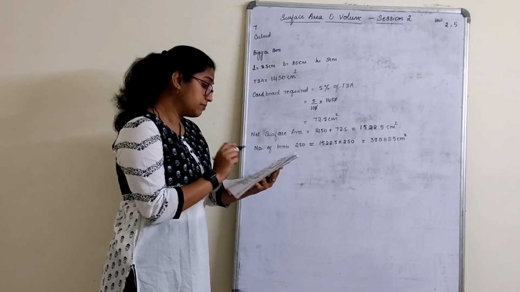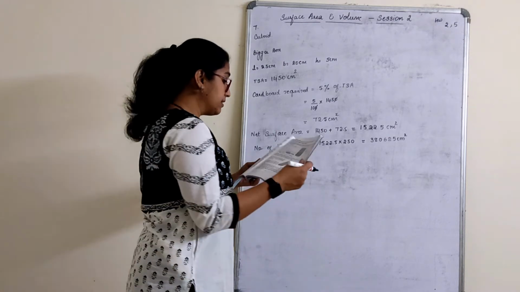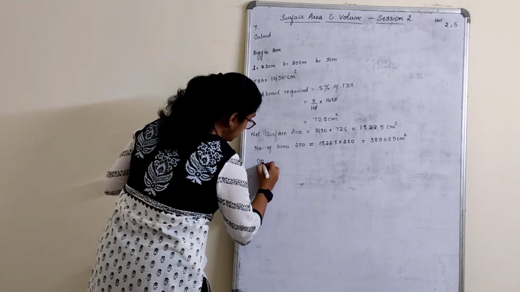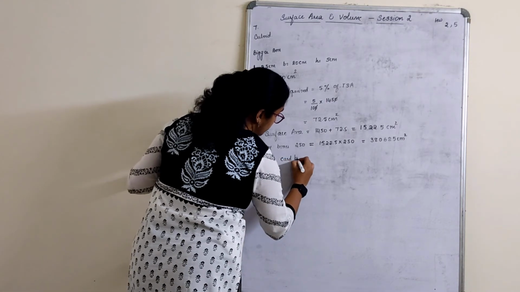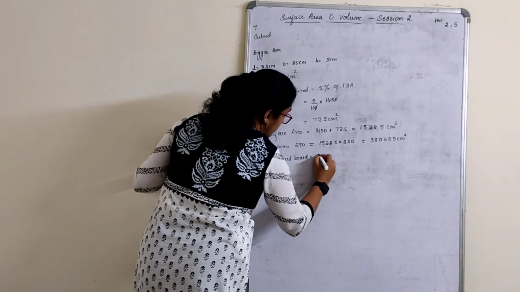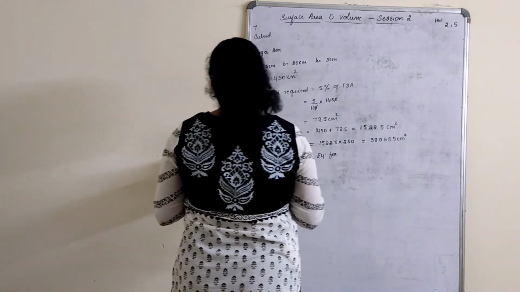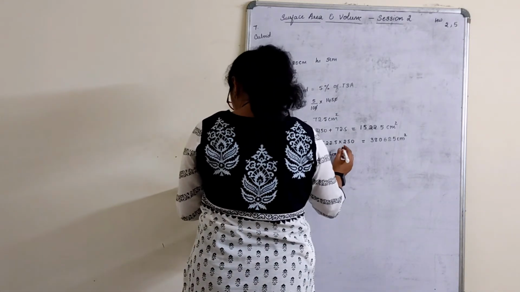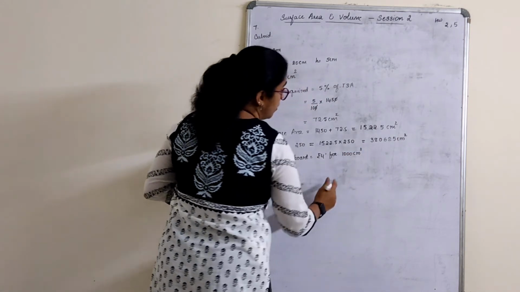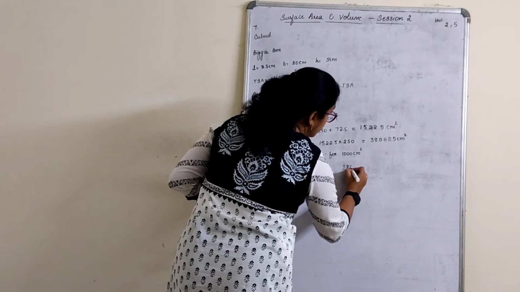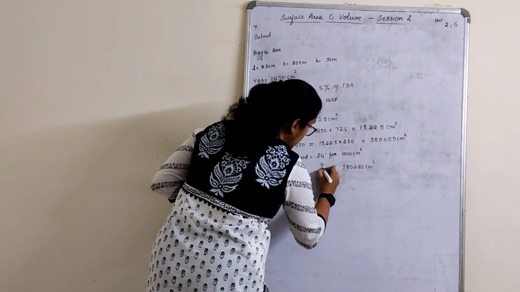Then they have also told something. What is the cost of the cardboard? The cost of the cardboard is ₹4 for 1000 centimeters square. For 380,625 centimeters square, what is the amount?